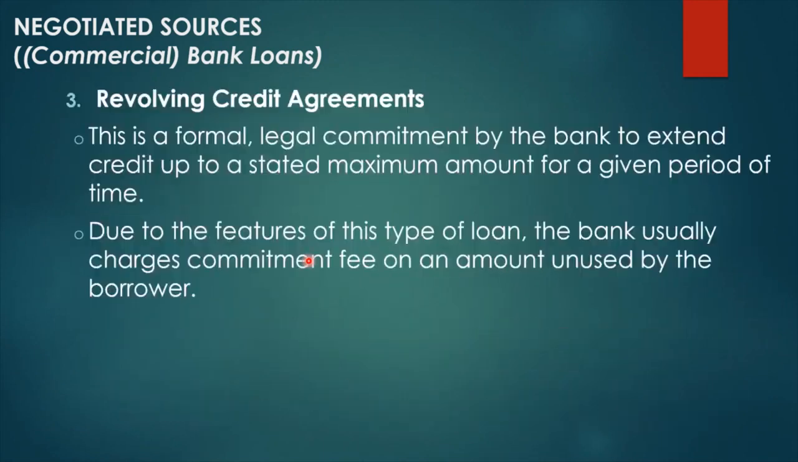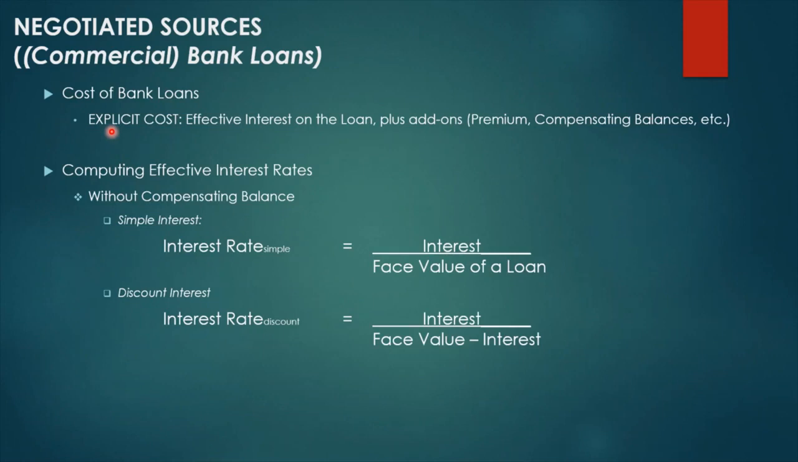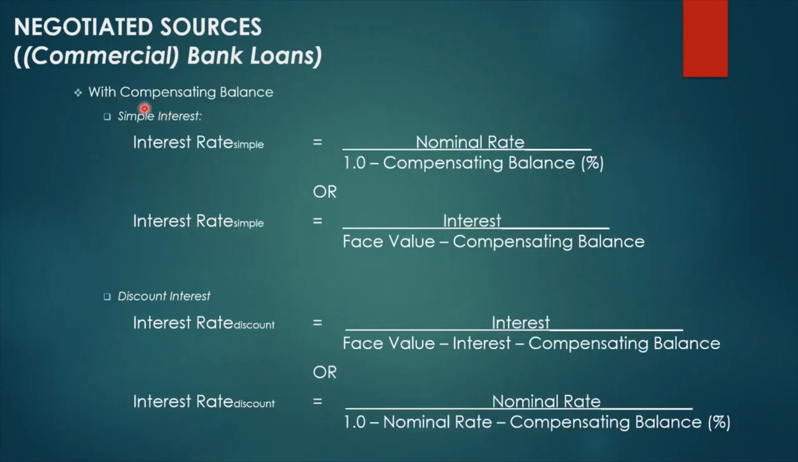Now, let's go to the cost of bank loans. What is the cost that arises from this transaction? Well, the explicit cost. What is this? The effective interest on the loan. Of course, you have interest to pay. Plus add-ons. What are those add-ons? Premiums, compensating balances, fees. Those are the explicit costs. Now, this is the computation for the effective interest rate without a compensating balance, the discount rate, in regards to the interest rate. When there is a compensating balance, these are the formulas you will use. So, it's easy. For our class, if the class ever resumes, the formulas I give you, just put them on an index card.